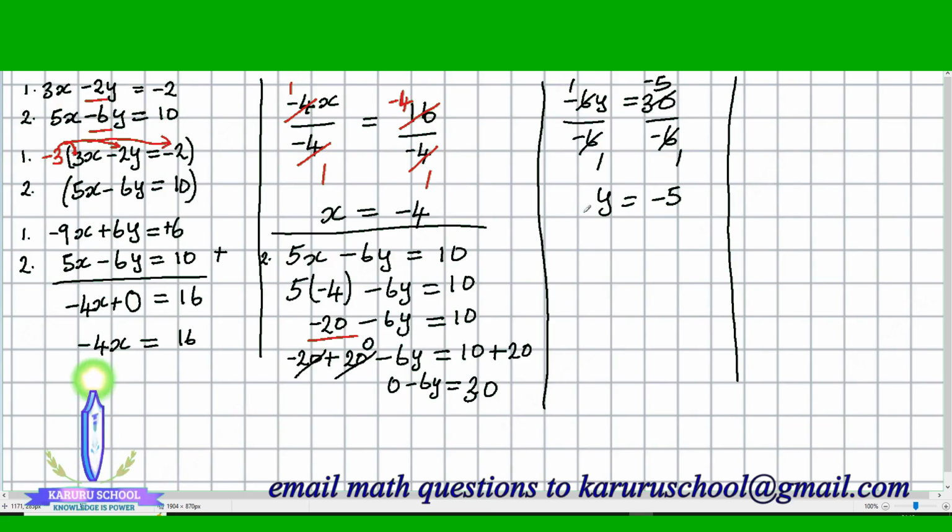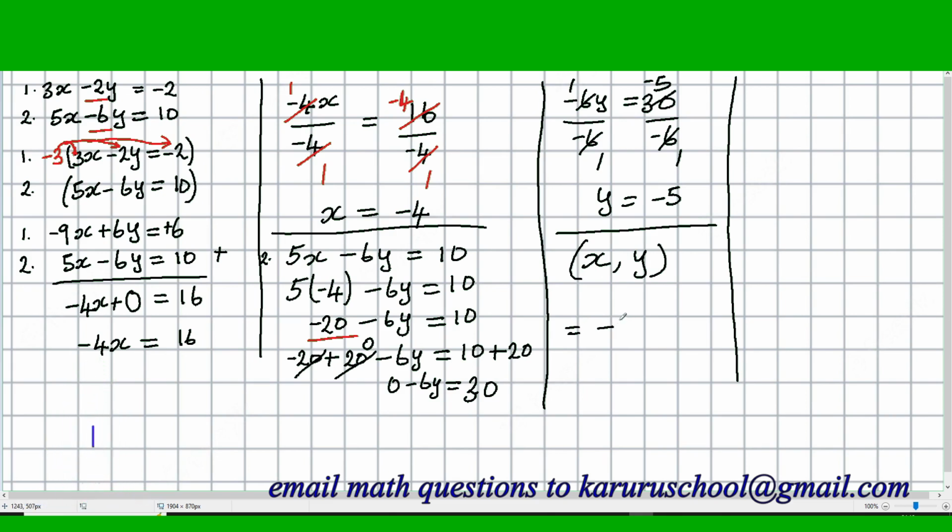The next step is to write the answer as a pair. So we have the answer to the simultaneous equations expressed as a pair of x and y. So in this case, we will have our expression as -4, -5.